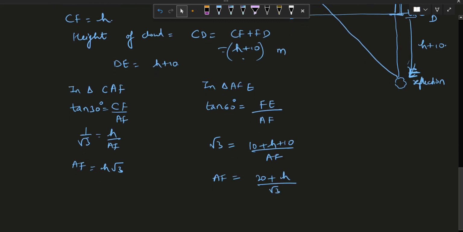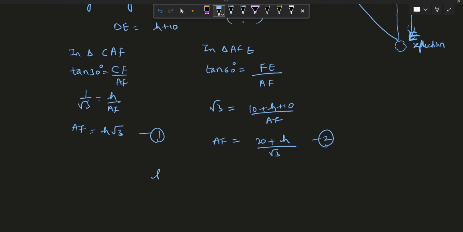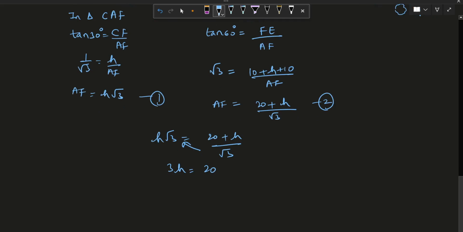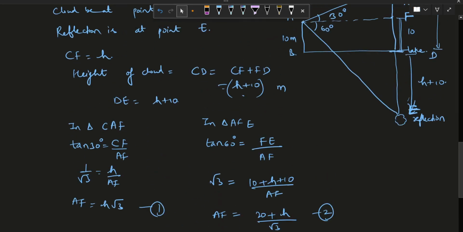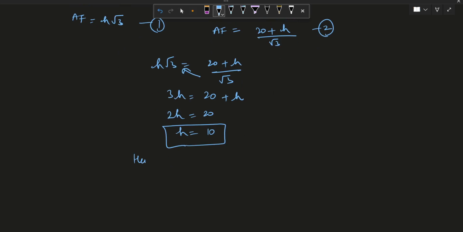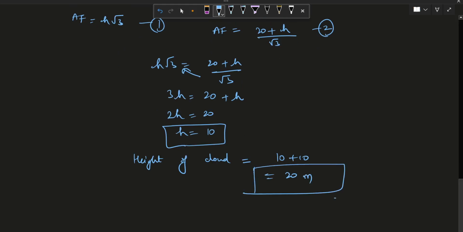Now we have AF from both 1 and 2. Can I equate these two AFs? Yes, I can. So H root 3 is 20 plus H by root 3. Cross multiply, root 3 multiplies here, so it will become 3H is 20 plus H. Take H here, so 2H is 20. H comes out to be 10. H is 10, not the height of the cloud. So the height of the cloud above the surface I told is H plus 10. So you can say from here, the height of the cloud above the lake surface is 10 plus 10, 20 meter. That is your final answer.